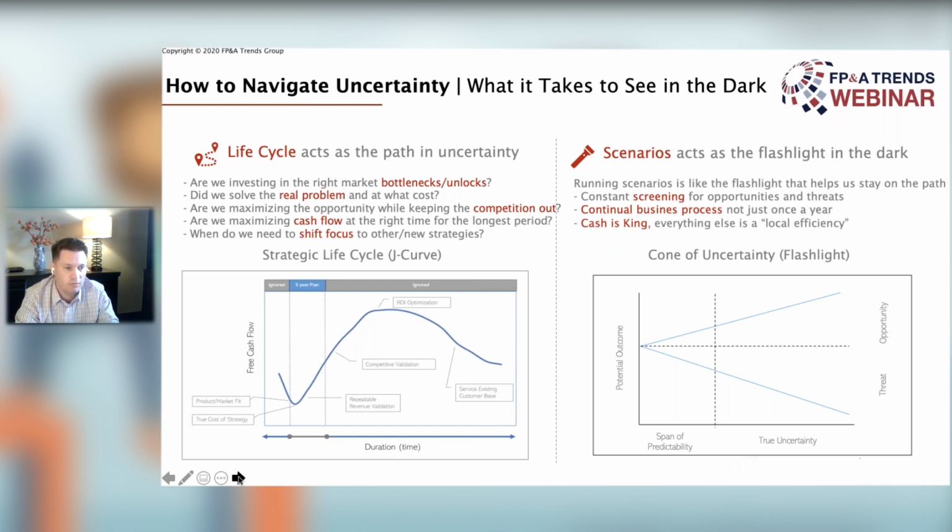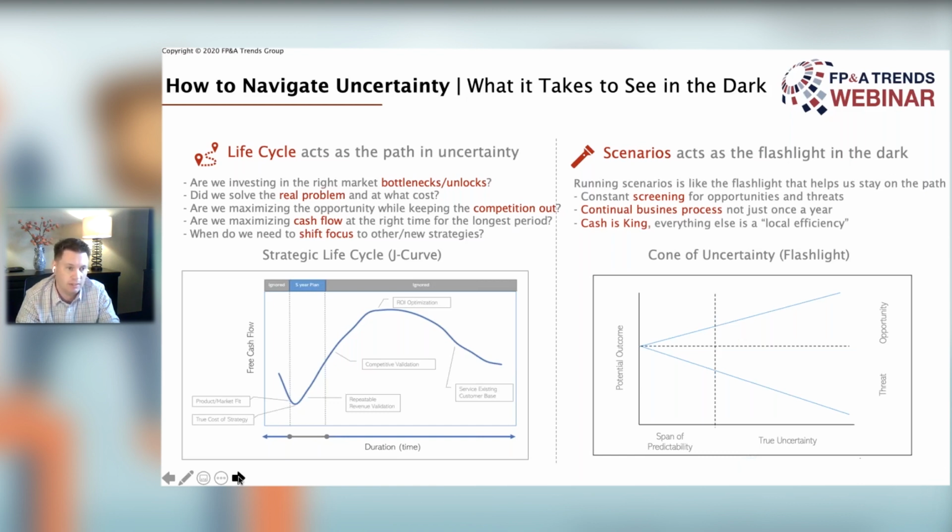As you start to move up the curve, you're looking at things like, are we keeping the competition out? How are we doing against the competition? What kind of different strategies do we have to fight competition as we're gaining market share and growing and creating shareholder value? Are we maximizing when we get to the top of the plateau? Are we maximizing cash flow? That's really where cash is going to be king up there. You need to maximize that as long as possible. So you're really realizing your strategy.